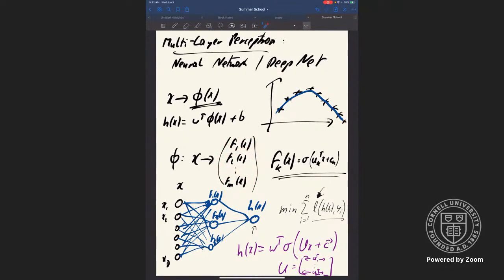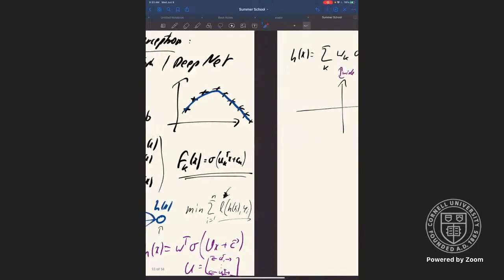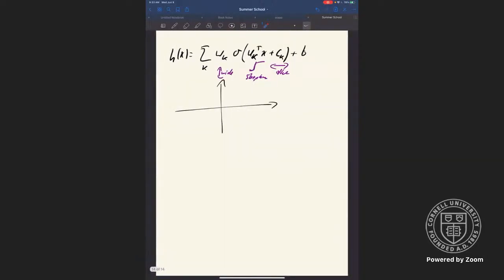Each entry is one of these functions. Okay, he says, is this the so-called Kolmogorov-Arnold theorem? I don't know. I have to look that up. It could be. There's a lot of Kolmogorov's theorems. Okay, good. Any more questions? These are great questions, guys. Okay, good. All right, let's go back here.